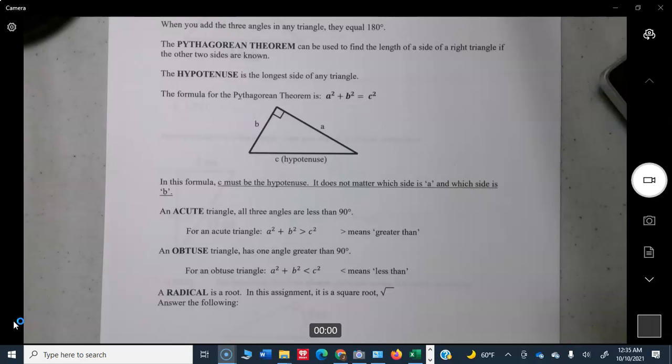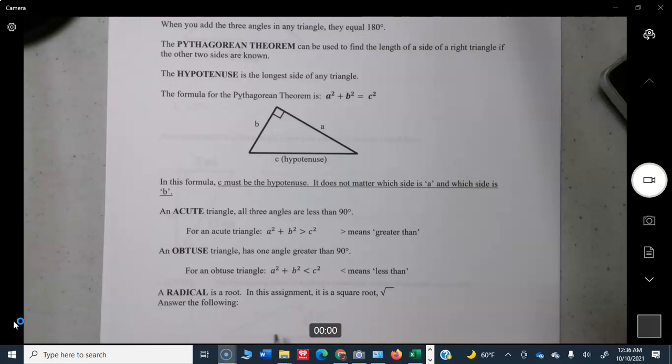An obtuse triangle has one angle greater than 90 degrees. For example, a triangle with a 120-degree angle and two 30-degree angles, so 120 plus 30 plus 30 would equal 180. That would be an obtuse triangle. And you can tell a triangle is obtuse if a squared plus b squared is less than c squared.